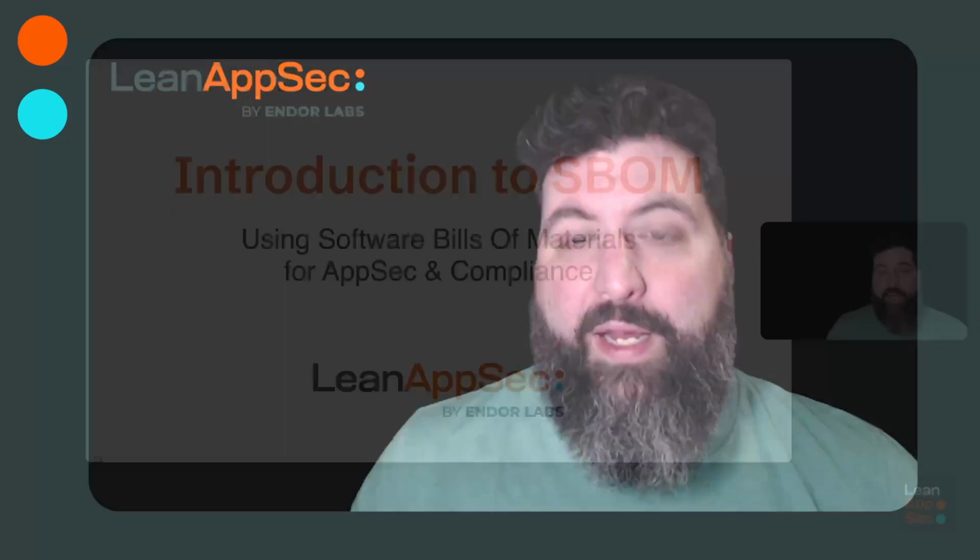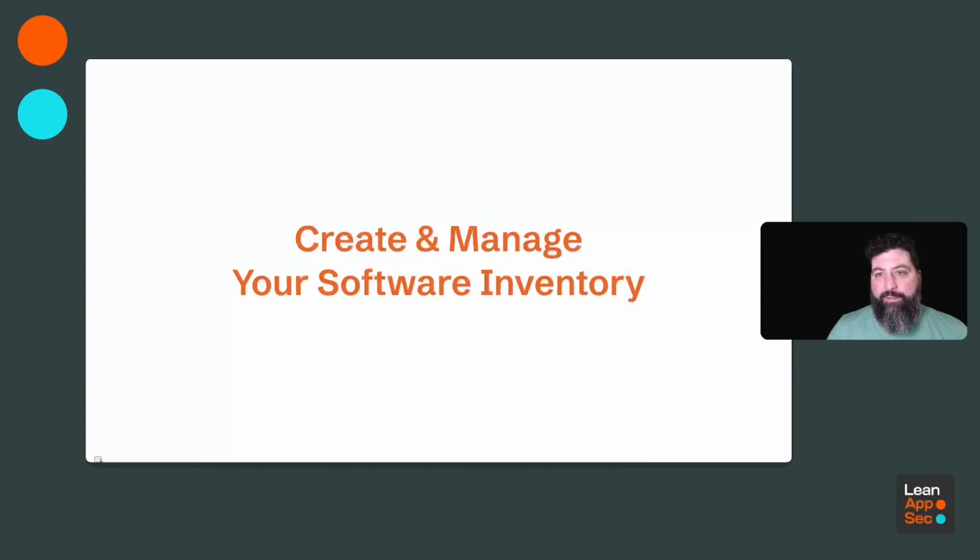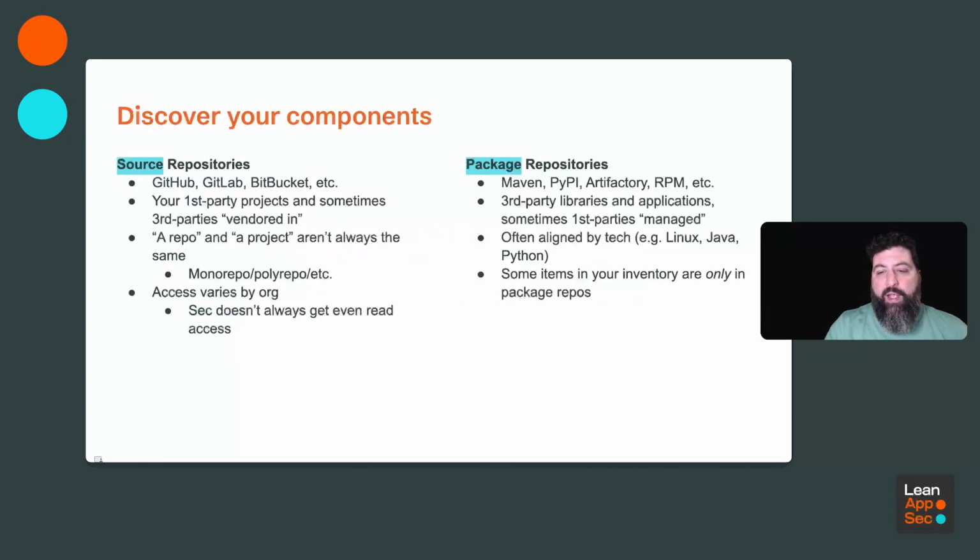We talked in the past few sessions about SBOM as a document that represents a software inventory. So in order to be effective, you have to be able to create and manage that software inventory. So what does that look like? To start with, we have to discover the components that we have. And these typically live in one of two places, in source repositories or in package repositories. And it is important to understand the differences between those things.